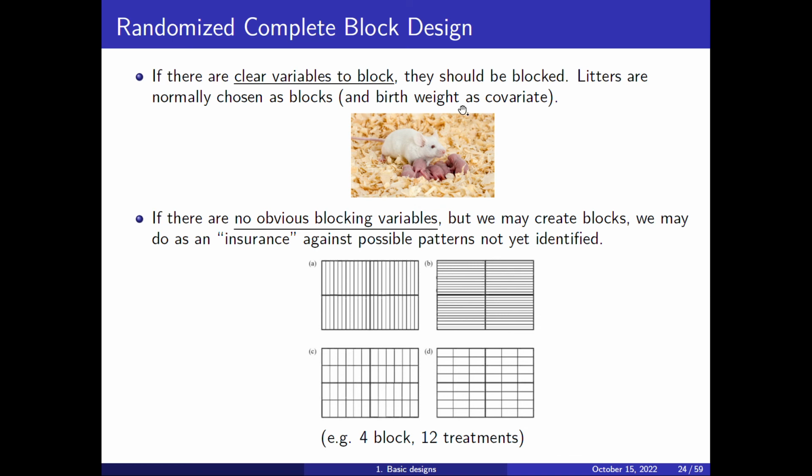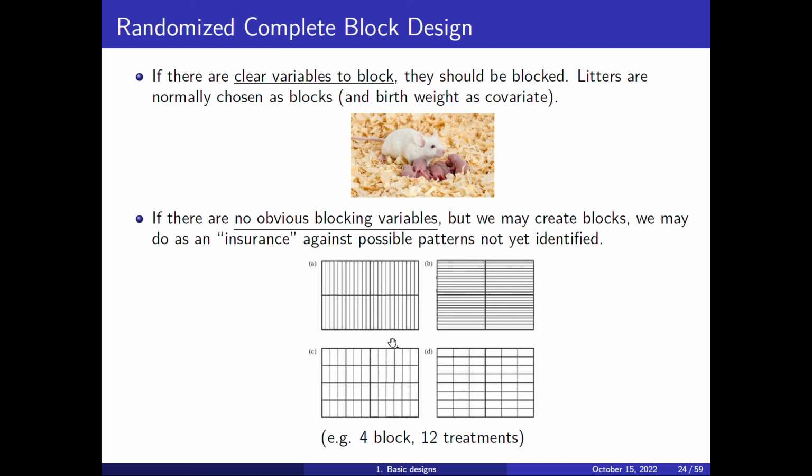And then you may also use birth weight as a covariate. We haven't introduced covariates yet, but the birth weight can also make a difference, and part of it can be explained by this factor. And if there are no obvious blocking variables, you may still create blocks as insurance.